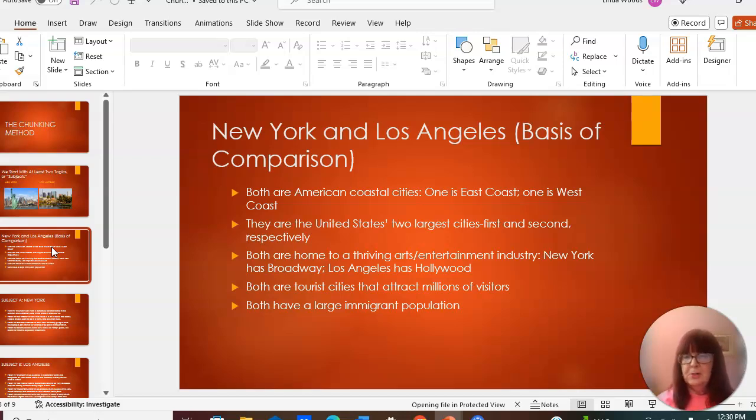Both of these are tourist cities that attract millions of visitors, and both have a large immigrant population, which we may or may not get into that particular discussion point for reasons that I'll go into a little bit later.